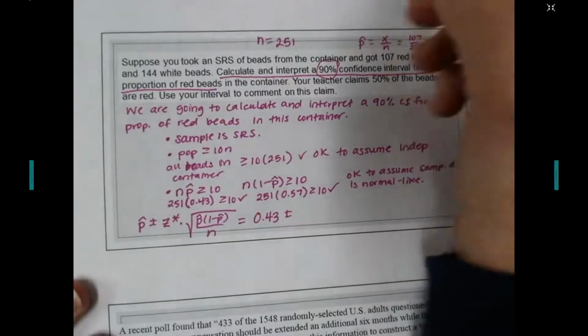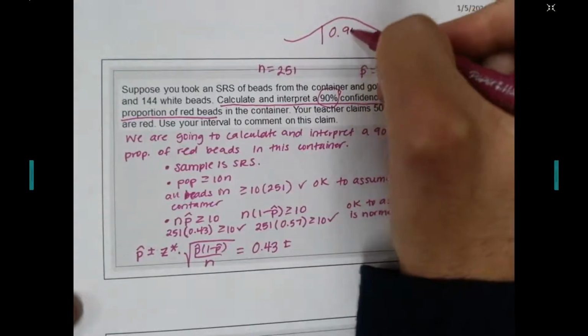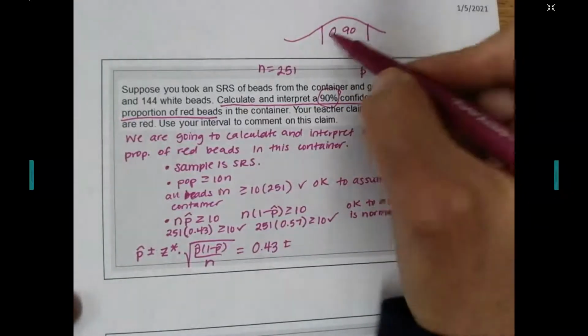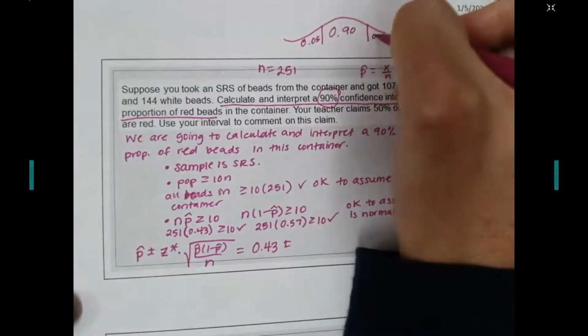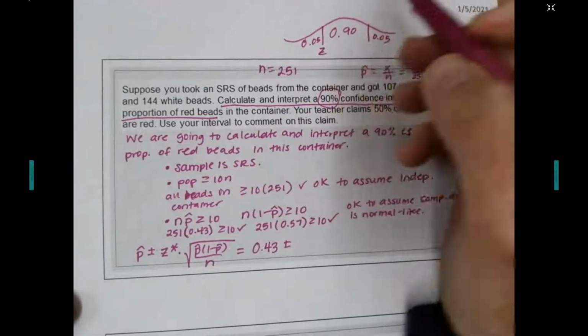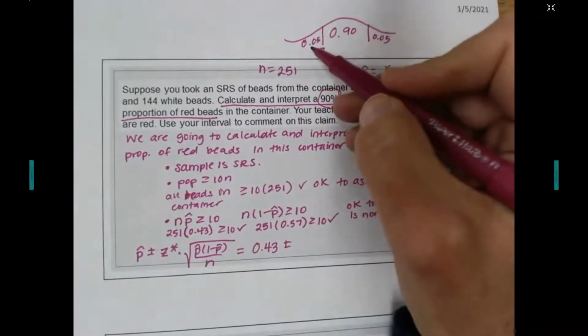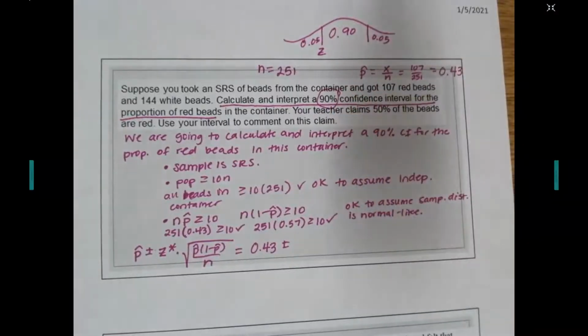Okay, remember, if I'm looking at the middle 90%, that means there's 10% split in two, right? That means there's 5% in this tail and there's 5% in this tail. I can do one of two things. I can go to my Z chart and look in the center for the p-value closest to 0.05 and see what Z-score corresponds to that.